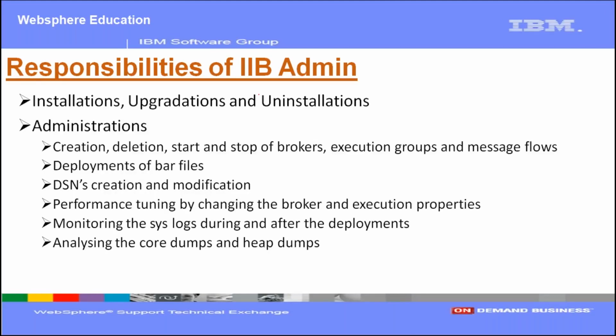Okay. Heap dump means when there are memory issues, whenever the system is running out of memory, out of resources, then a heap dump will be generated. So we are going to see in what case a core dump is generated, in what case a heap dump is generated, and how to analyze the core dumps and heap dumps. We are going to see this right now. Now analyzing the swap memory. Swap memory means RAM memory. So how to analyze the RAM memory? We are going to see that. So that's the responsibilities of an IIB admin.